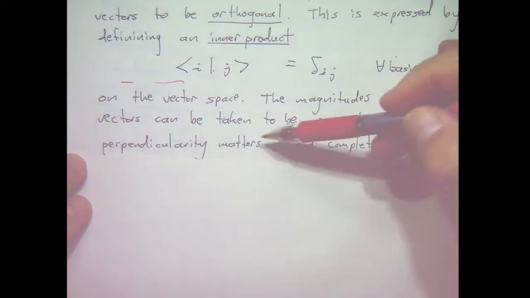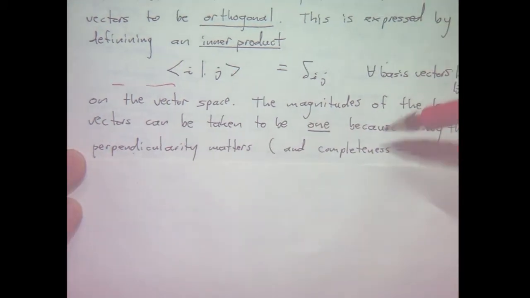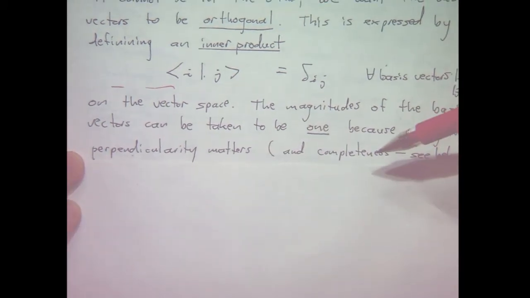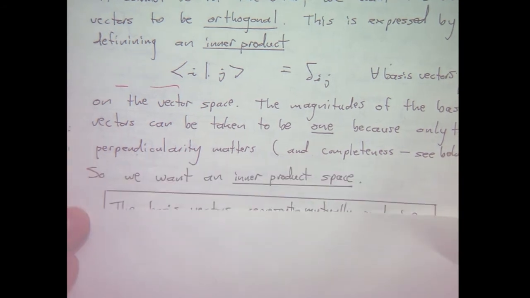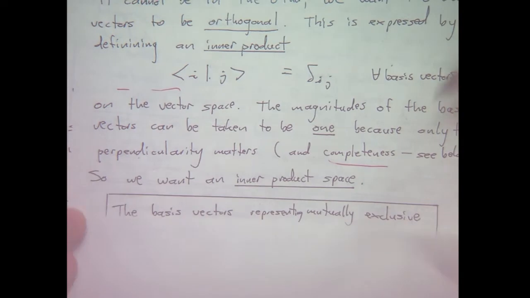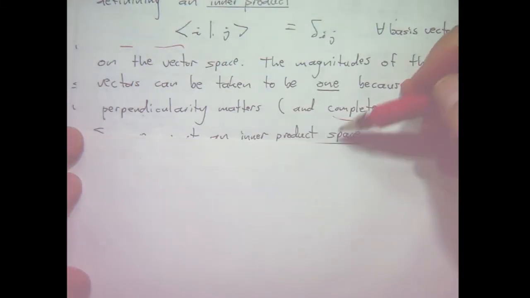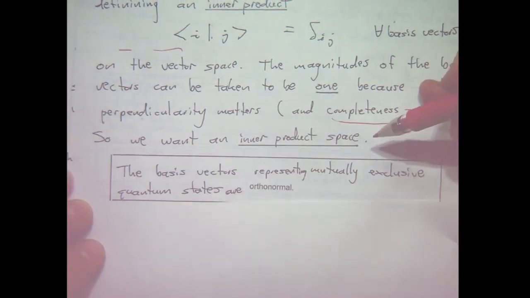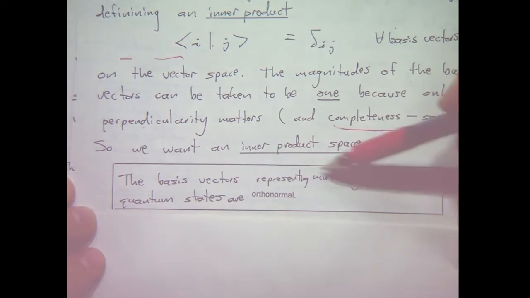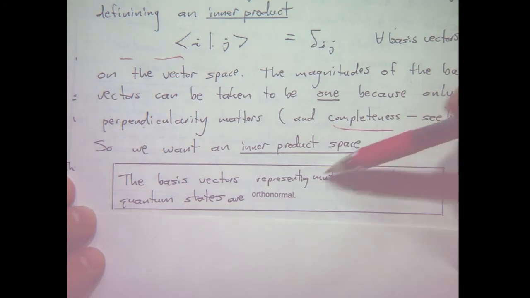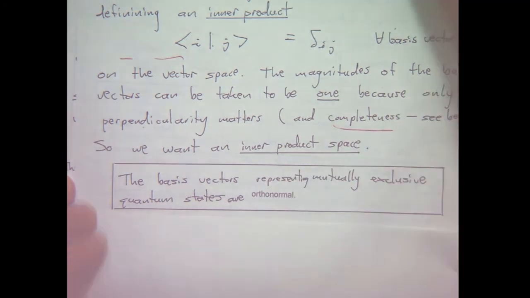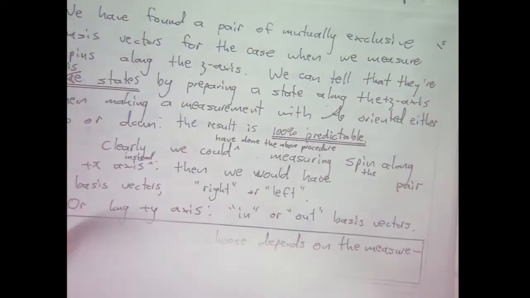Only the perpendicularity of the vectors matters, so we may as well just take unit vectors. In fact, there's another reason. It doesn't have to be unit vectors, as you'll see later on. I'll explain it later. We also need something called completeness, which I'll talk about in a minute. So what we need is an inner product space. The basis vectors representing mutually exclusive quantum states are orthonormal, where there are two or an infinite number of them.